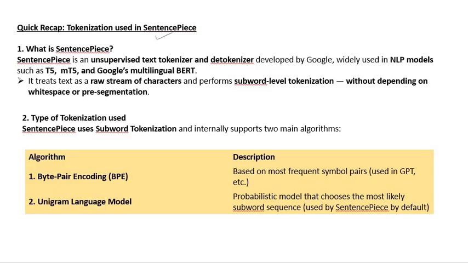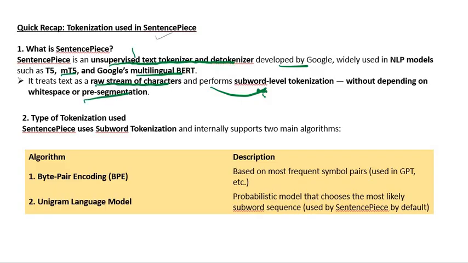Basically, SentencePiece is an unsupervised text tokenizer developed by Google, which is widely used in NLP, such as in the text-to-text transformer model, the mT5 model, or the Google multilingual model. It takes the text as a raw stream of characters and performs subword level tokenization without depending on pre-segmentation.